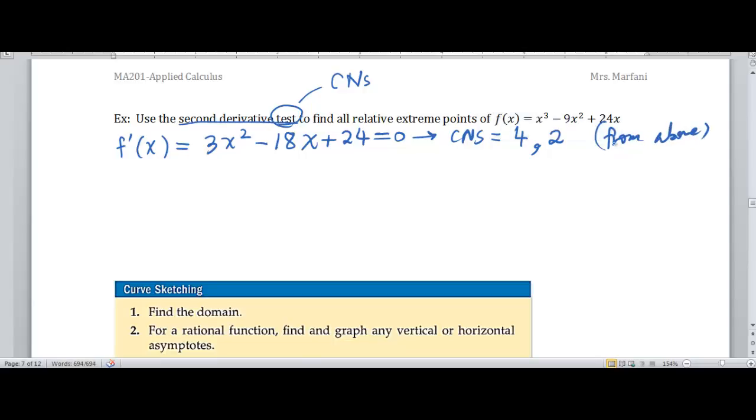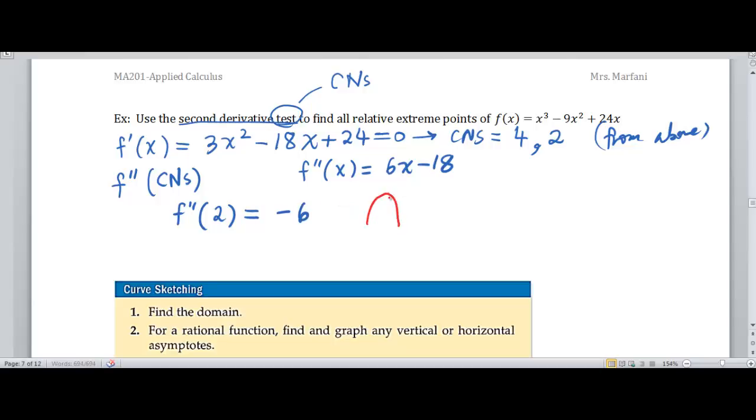Okay. Now the second derivative test says take your critical numbers and plug them into the second derivative. So we need to find the second derivative, which was 6x minus 18. Then I take the critical numbers and plug them in. So 6 times 2 is 12, minus 18 gives me negative 6, which means my graph is concave down, which means I have a max. Max at x equals 2.